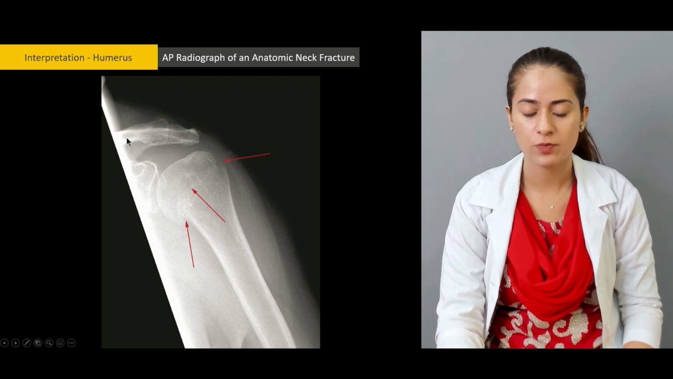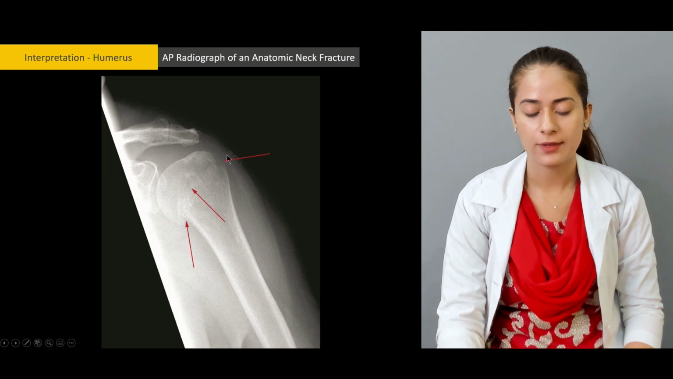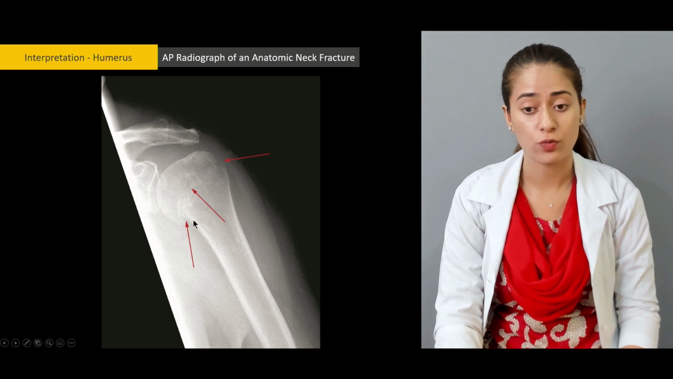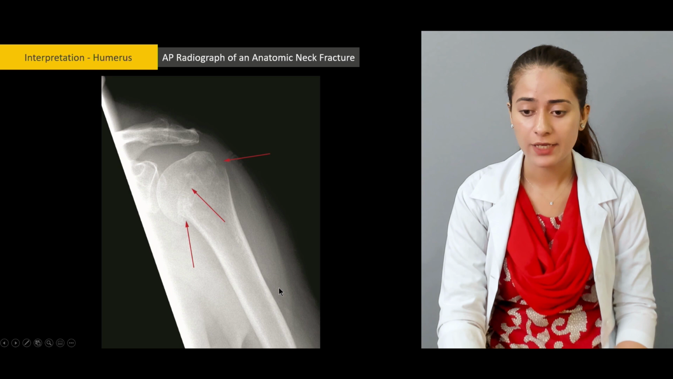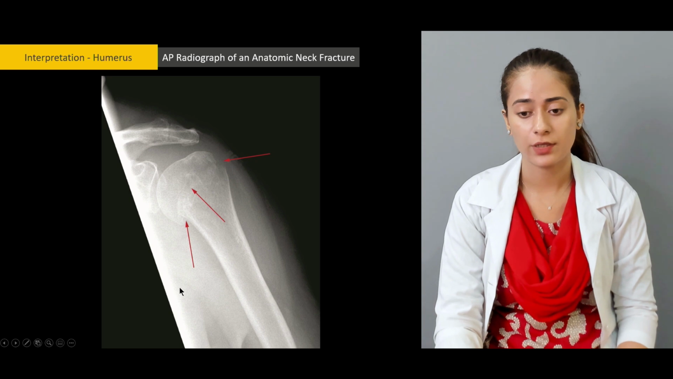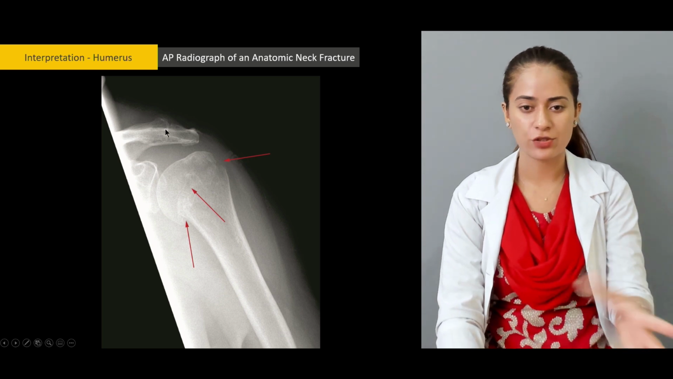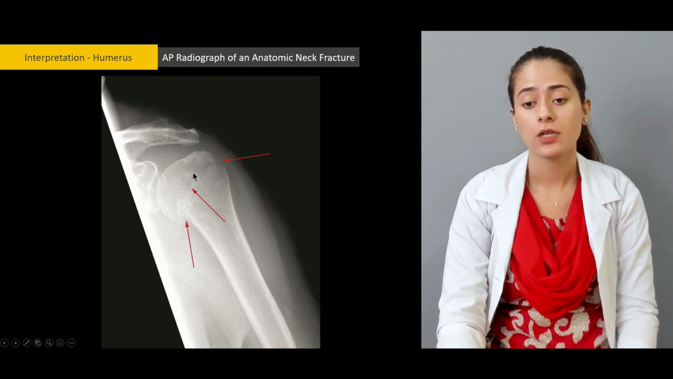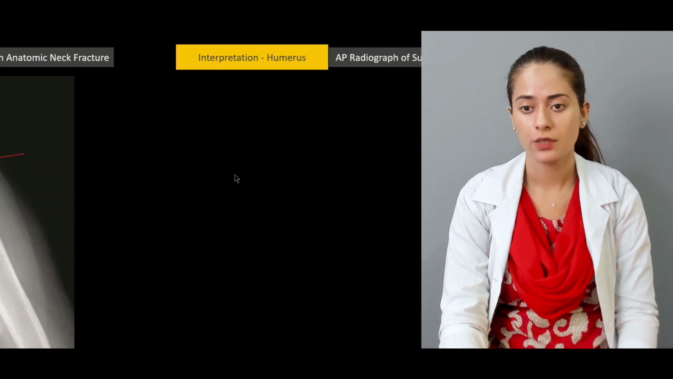The spine and the clavicle are overlapping, but this is to be viewed very carefully. So this humeral head is completely separated from the rest of the shaft of the humerus, right? There is associated swelling, and swelling can be seen on an X-ray. There is associated swelling everywhere here. This is the reason why there is some hyperattenuation here. So this entire anatomical neck of the humerus is fractured.